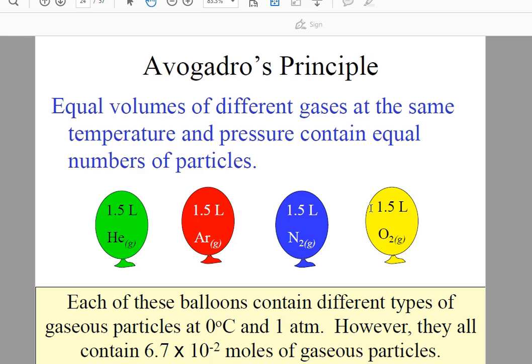All right. Next principle, Avogadro's principle. Hopefully that name sounds familiar. What did he come up with? Good. Avogadro's number. Another good review question. What is Avogadro's number? What does that represent? 1 mole. Good. Okay.